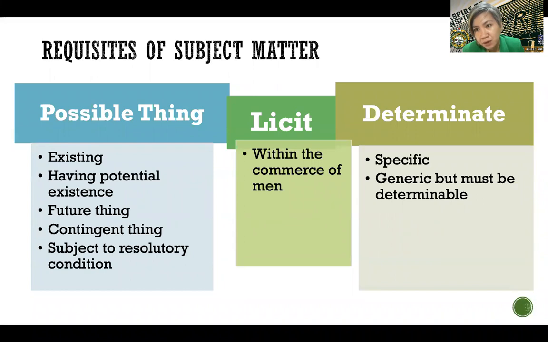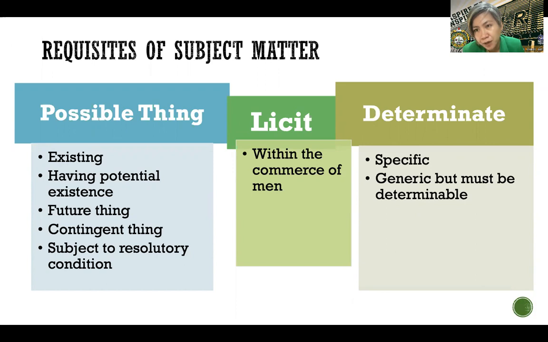And the third requisite of a valid subject matter is that it must be determinate. When we speak of determinate, we are referring to a specific thing that is the subject matter of the sale. Okay, but it does not mean that generic things cannot be the subject matter of the sale. The only rule is that when you are selling a generic thing, then that generic thing must at least be determinable.